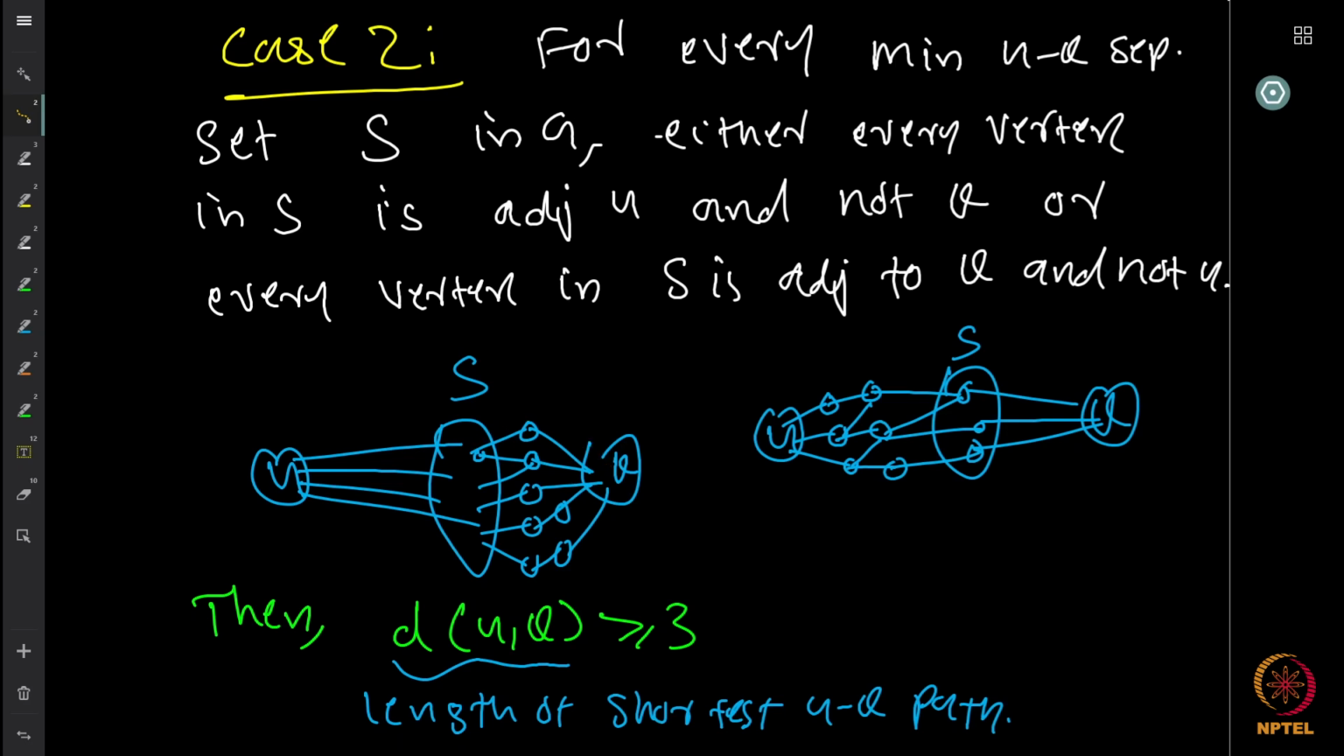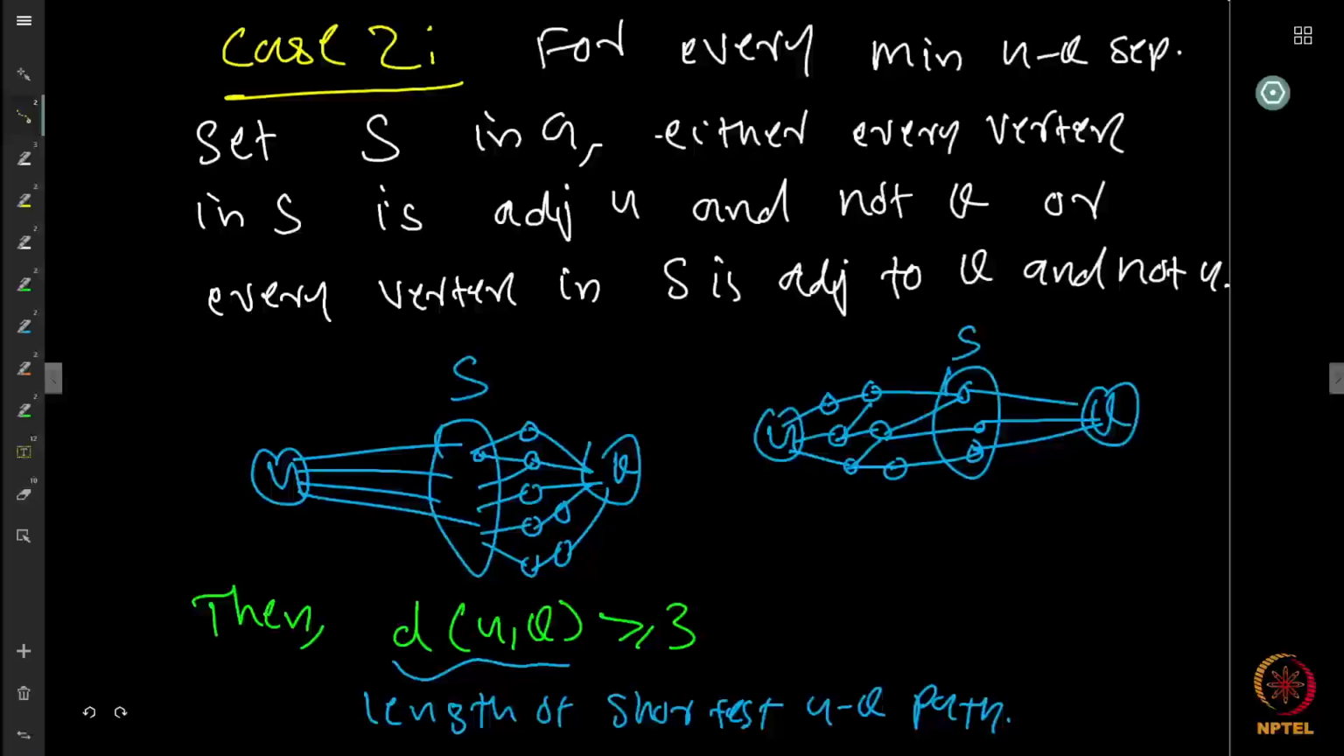Which means that the length of the shortest UV path from U to V must contain at least 3 edges. Because U to S, I need one edge, and S to V, I need at least 2 edges. So the length of the shortest UV path, which is the distance between U and V, is at least 3, because every path must go through S and then some path of length 2 from S to V. So we observe that if case 2 happens, then the distance between U and V is at least 3.